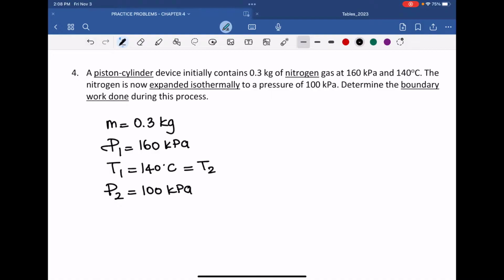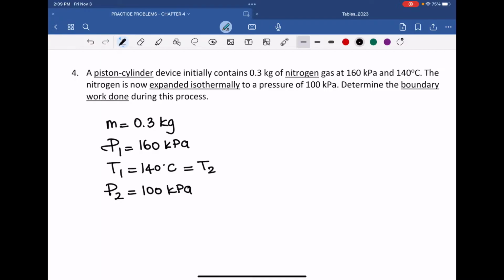Determine the boundary work done during this process. So there are several ways here, right? We can use our calculation, which is integrate PdV. And then another option is if you can graph a PV diagram, and you can do that.